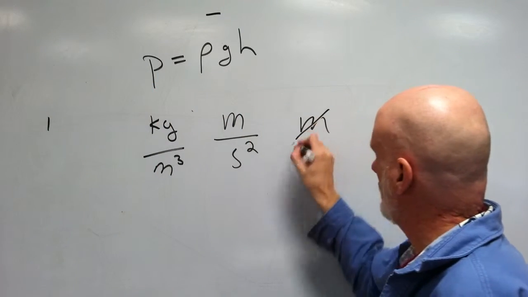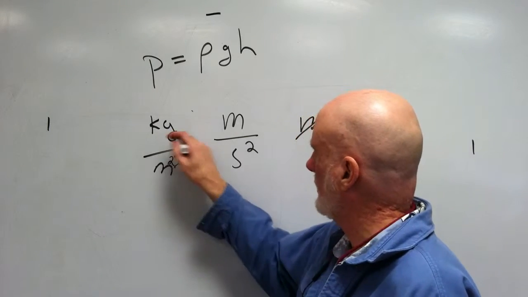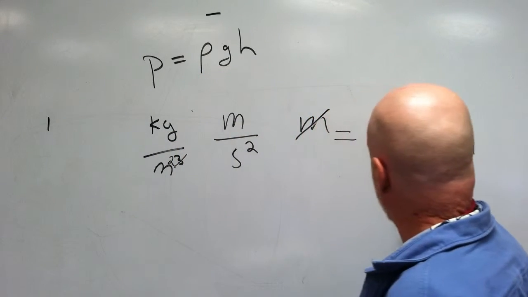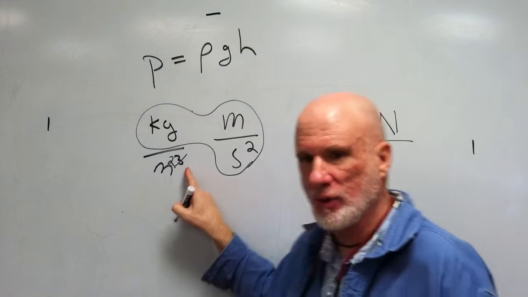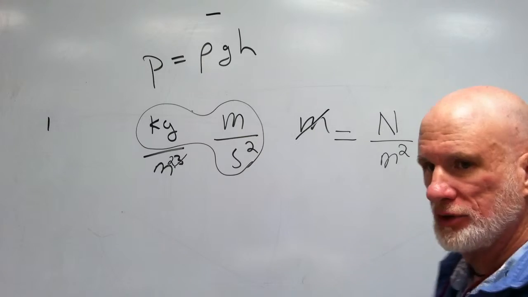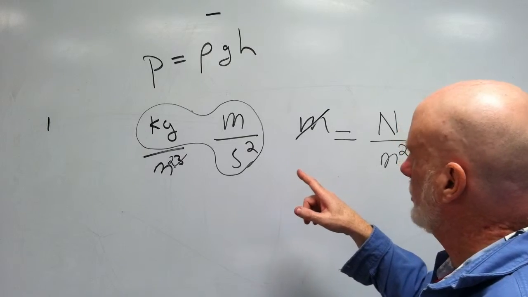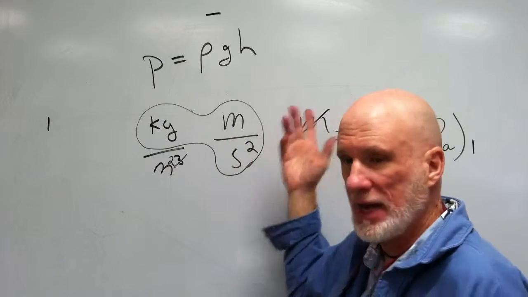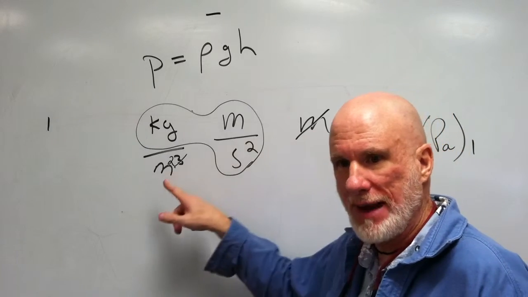This meter here cancels with that meter, and you're left with meter squared, correct? Kilogram meters per second squared is actually a newton, right? So this part here is going to be newton, and then you're left with meter squared here. How come the other meter doesn't cancel out, the one above second squared? You don't have to. You could cancel this one instead of this one if you like. Doesn't matter. You're just going to cancel one of them out.